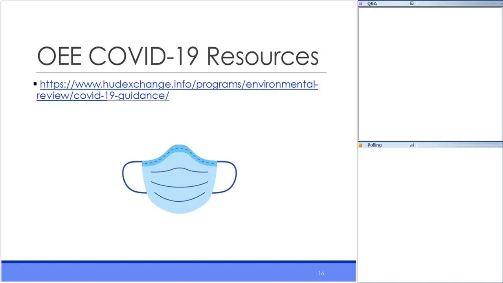And then finally, this is unrelated to HEROS, but since this is the world we're living in now, we have a whole list of COVID response guidance and resources on the HUD Exchange as well, particularly in times where we may not be in the office and we're teleworking. There's some resources on how to complete the environmental review process, and HEROS, I think, is a very good tool for that at this time.